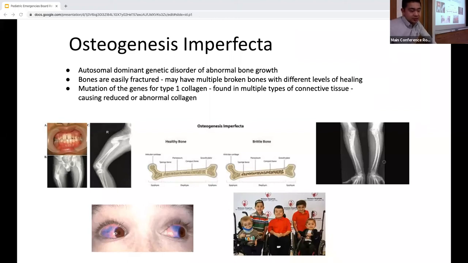Here are some of the signs you might see. So the blue eyes are characteristic for one type of osteogenesis imperfecta. That's a very easy clue. You'll see brittle teeth here as above. You'll see lots of long bone fractures in young, otherwise healthy kids who undergo minor trauma. A lot of these children are wheelchair bound, as you can see on the right. And so this is just something you have to be aware of, especially in non-accidental trauma workups. You have to make sure they don't have OI or some other metabolic disorder that predisposes them to long bone fractures.